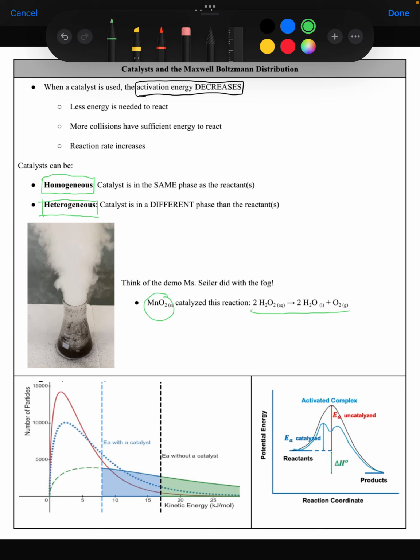That powder was manganese dioxide, and since it is a solid powder, it was in a different phase than the aqueous hydrogen peroxide that was decomposing, and so that would be a heterogeneous catalyst, because it's in a different phase. That's literally all that those two terms mean, but it catalyzes it the exact same way. It facilitates that reaction to move forward by lowering the activation energy.